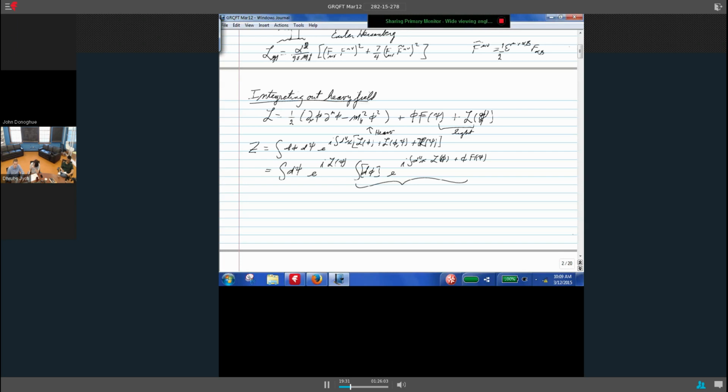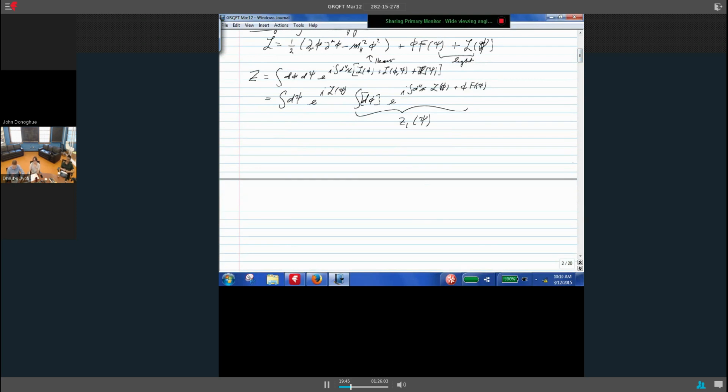Then we have the integral over d phi, the heavy field, e to the i, L of phi plus phi times this F of psi. So this is going to be some, let's call it Z_1 of psi, the effect of doing that. And so then we end up with something that just involves the light field. So we've integrated out the heavy field. So that's the phrase. Then here's how you do it.